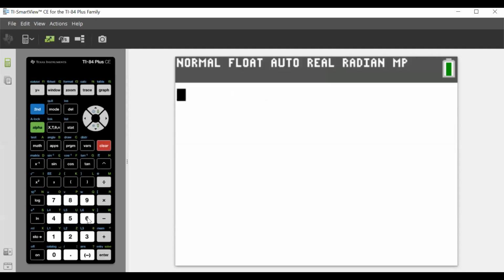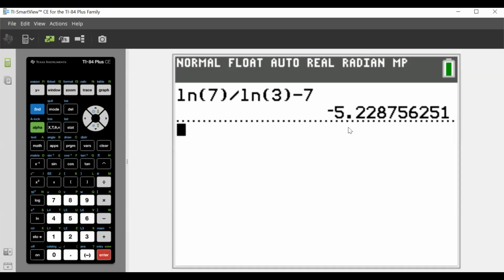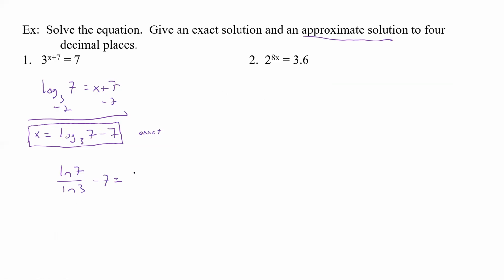And so if we plug that into our calculator, let's go do that. So let's clear this. So we're going to have ln of 7 divided by ln of 3, and then minus 7. And so negative 5.22287 at 4 decimal places. So that 7 would round that 7 to 8. So 2288. And so we get negative 5.2288. And so that is the approximate solution. So we need both of those, and that would be how we would simplify this. And again, we had to go to logs first, and then we could work with that and simplify. And that's what we're going to do here too.